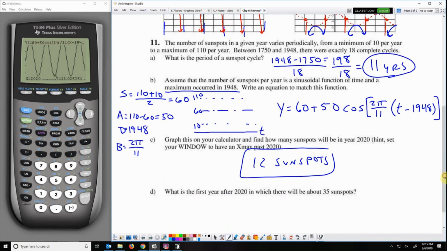The first year after 2020, in which there will be about 35 sunspots, so I'm just going to move the cursor along, 16 sunspots, 24, 33, 44, okay, pretty close to that 33, somewhere in the year 2021, I would expect there to be 35 sunspots.